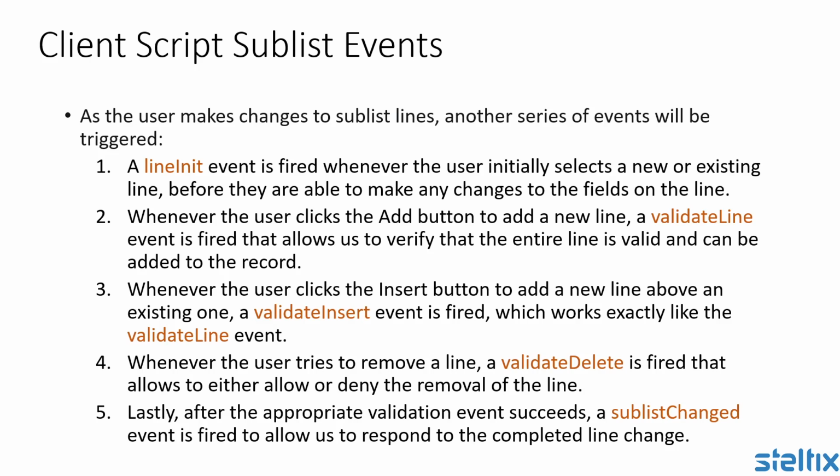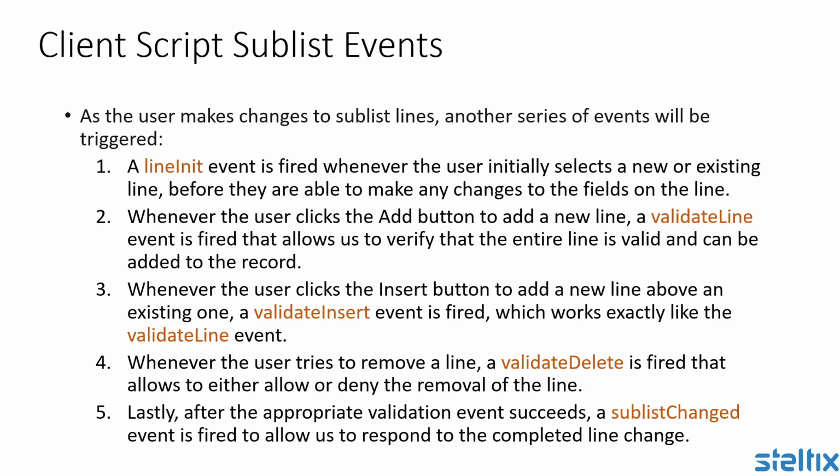Sublists get a little bit more complex. We have a few events that are available to us when we're working with sublists. As the user makes changes to sublist lines, another series of events will be triggered. One event we have is the line init event. This is fired whenever the user selects a new or existing line in the sublist, and it will fire before they are able to make any changes to the fields on the line. Again, this could be we want to run a calculation on a field on that line every time the user clicks on it.